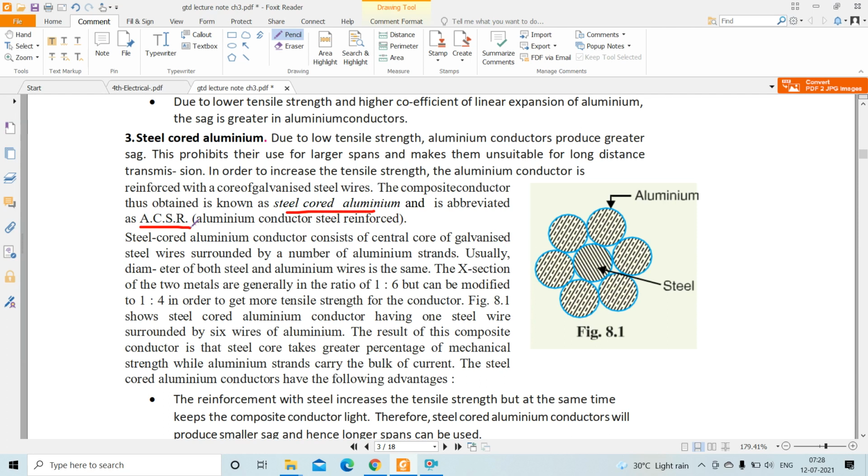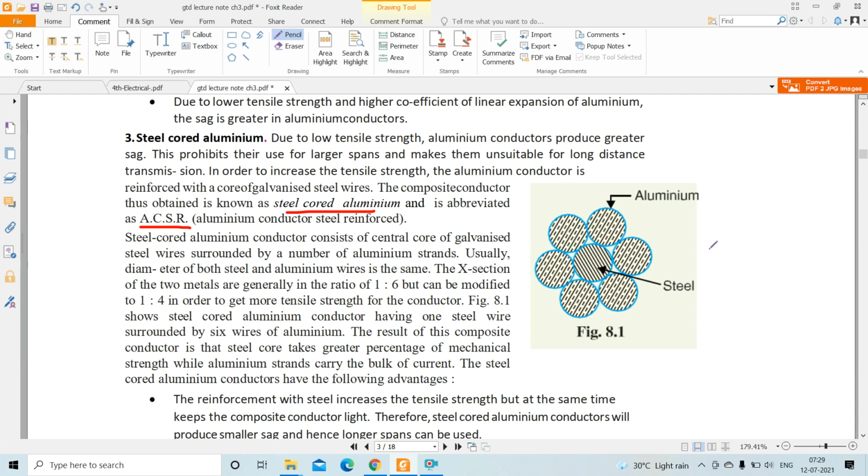Okay, so like this, say in the middle there is a steel core, and surrounding this, these are the aluminum conductors over here. This is called ACSR, steel cored aluminum. Okay, aluminum conductor steel reinforced.